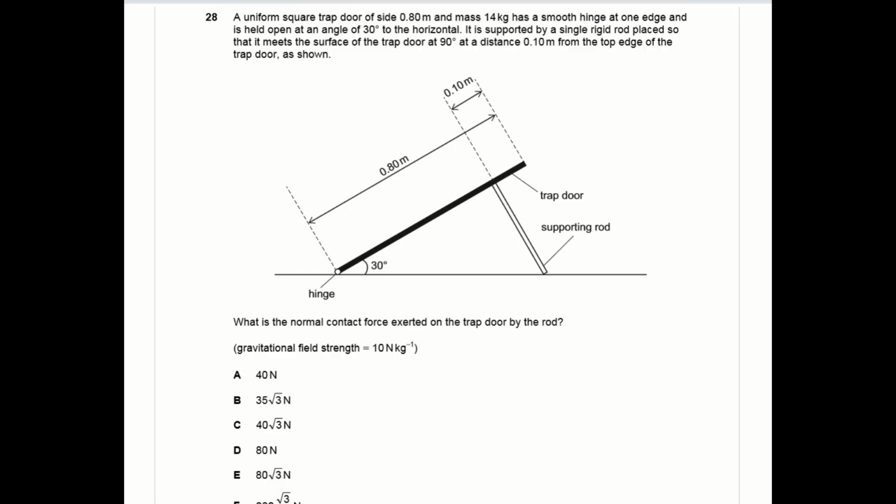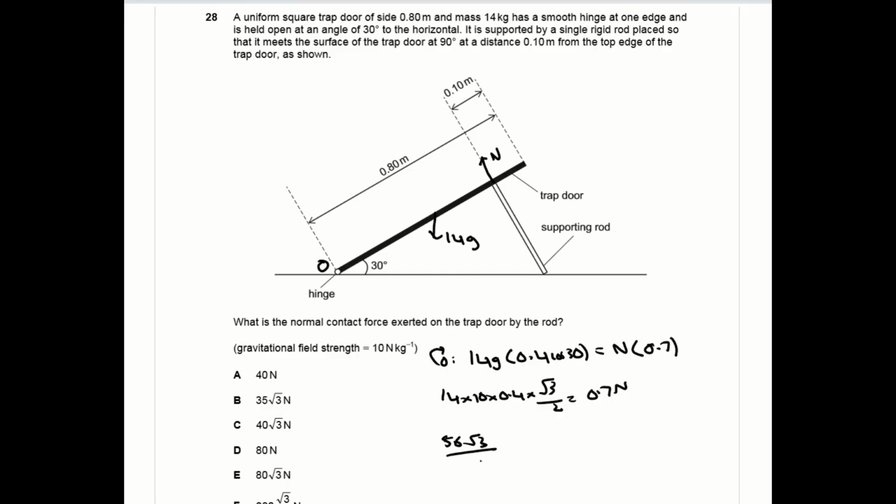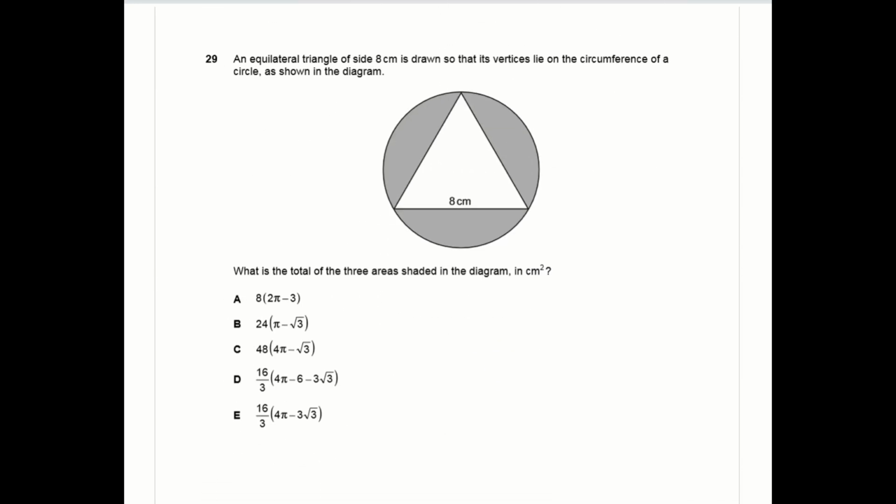Question 28 is a pretty standard moments question. What you want to do is, you know where the normal reaction force from the supporting rod is acting, and the only other force acting is the weight of the trapdoor itself. So you can take moments about the hinge to work out the value of the normal reaction force, bearing in mind that moment is force times perpendicular distance. So you want to take 0.4 cos 30 as the distance from the hinge for where the weight of the trapdoor acts. You can then solve this equation to give the normal reaction force as 40 root 3.